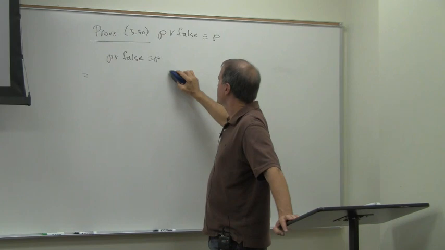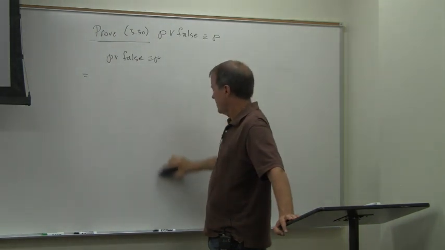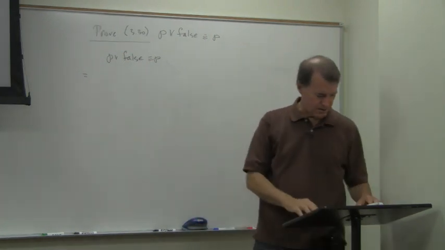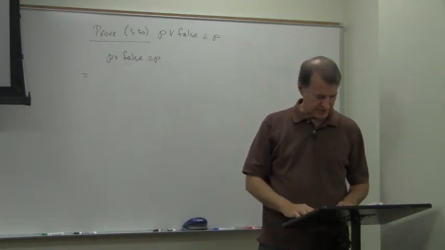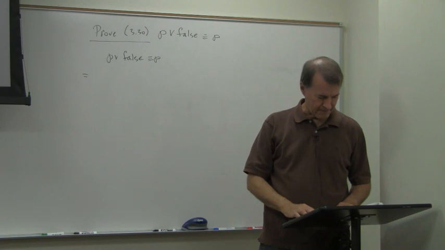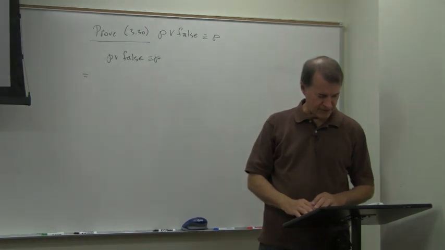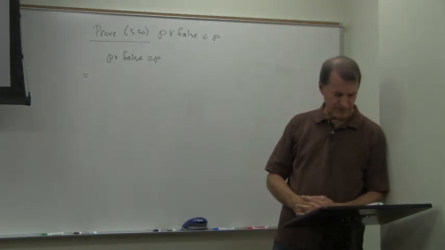Let's see, how would we prove this? P or false equivalence P. This is 330. Identity of or, P or false equivalence P. Somebody have an idea about where to start here? P or false? What can we use? We can use maybe false.